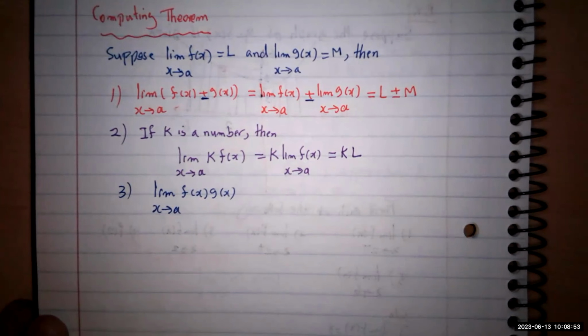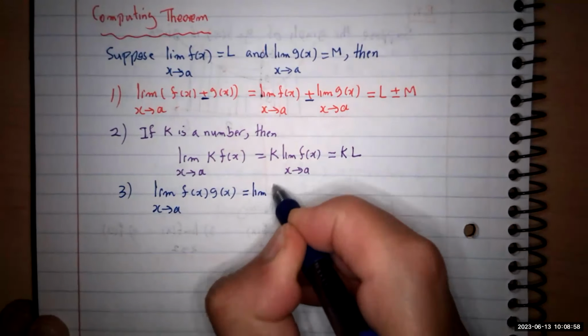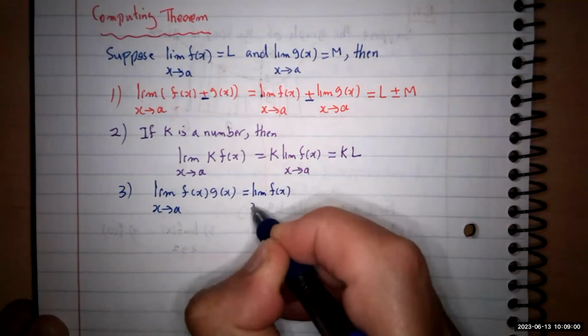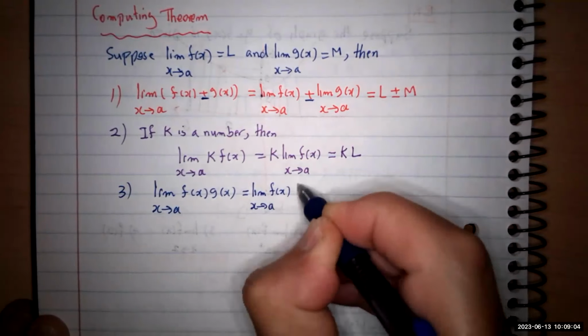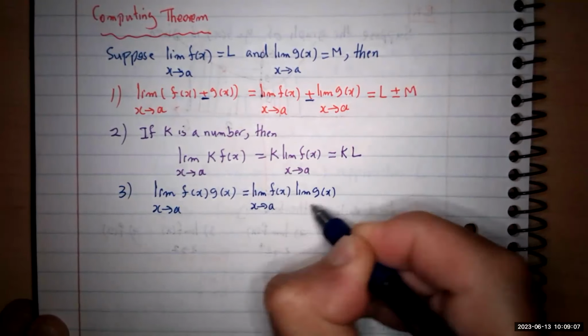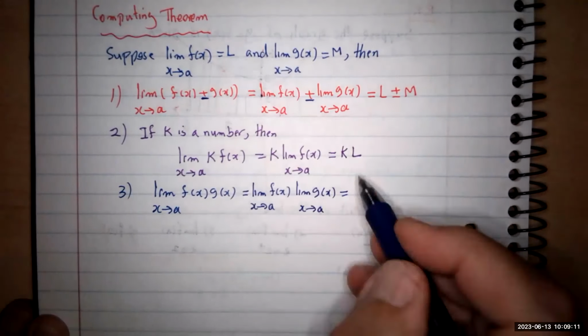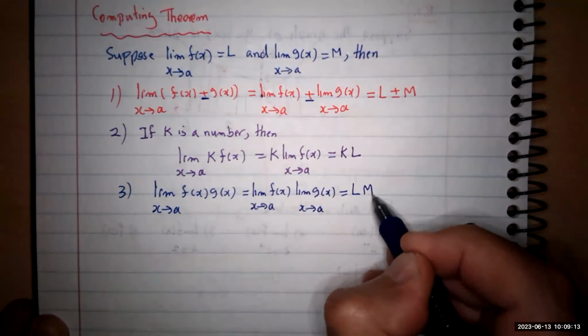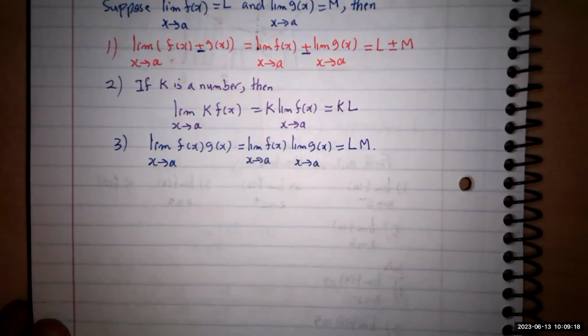Okay, limit of the product is equal to the limit of the first one times the limit of the second one, g of x, x goes to a. Limit of the first one is L, the second one is M. This is called the product rule. Okay, limit of the product of the limits would be so useful. Any question?